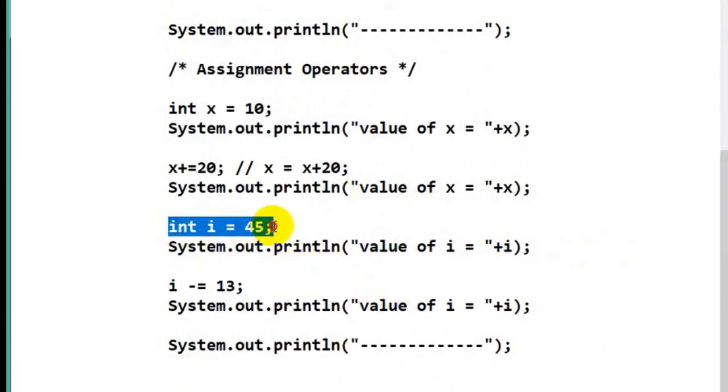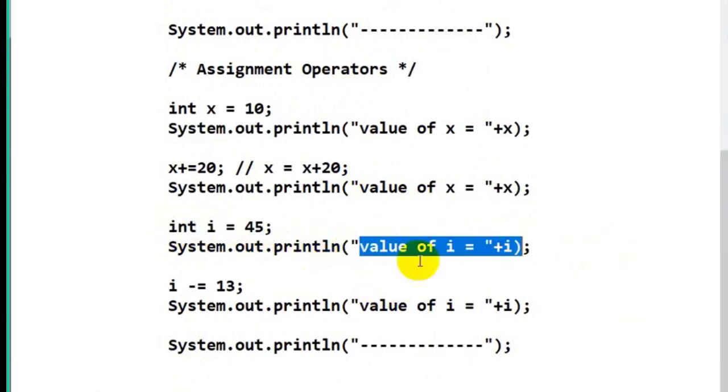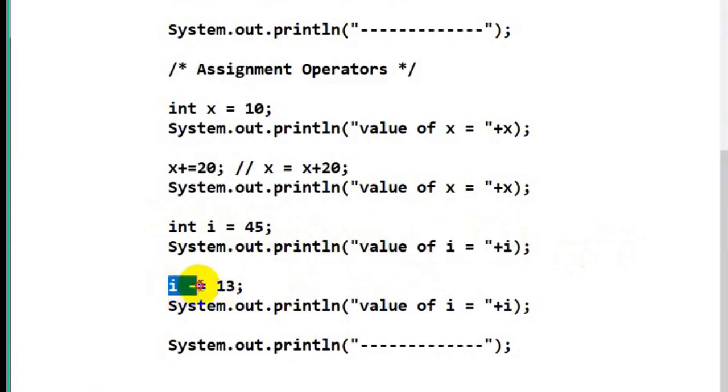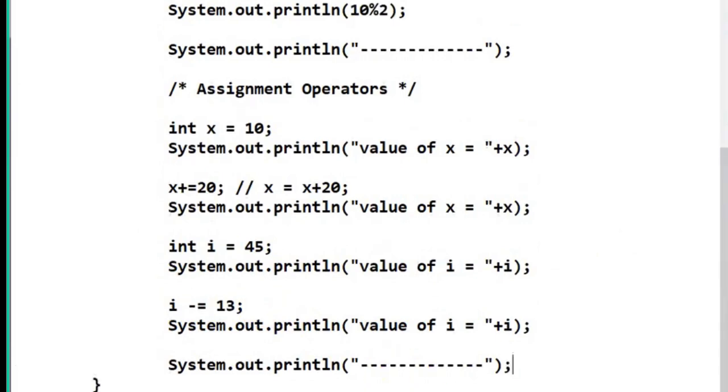See, the i value is 45, so 45 will be printed. When I write i -= 13, internally it means 45 minus 13. What is 45 minus 13? It is 32. That 32 will get assigned to my i here. So therefore, what will be the output here? The output will be 32.